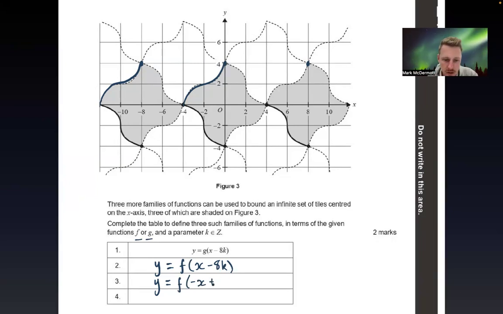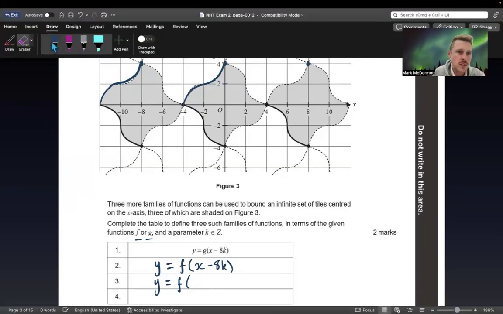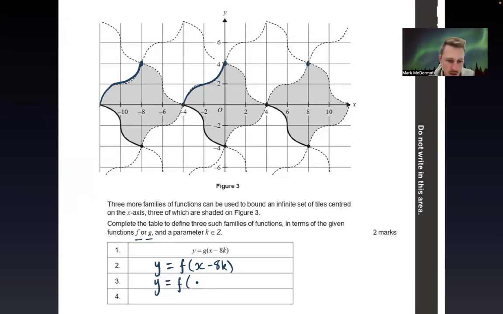Yeah, I think I can write either plus or minus here. I don't think it matters. Negative x. Let me write it better. So let's reflect it. Because plus or minus 8k, as long as k is an integer, it doesn't matter. So as long as I get the reflection, maybe I'll write it like this, plus 8k.